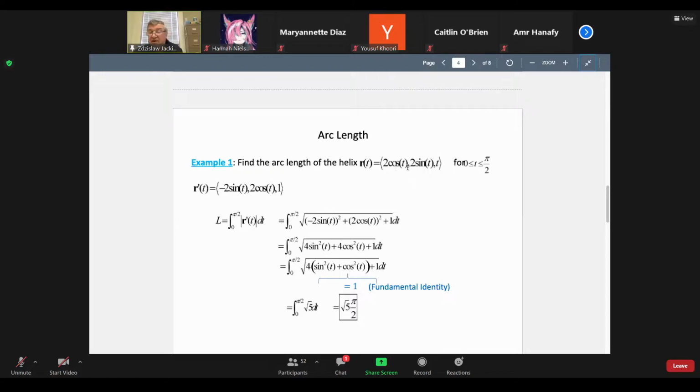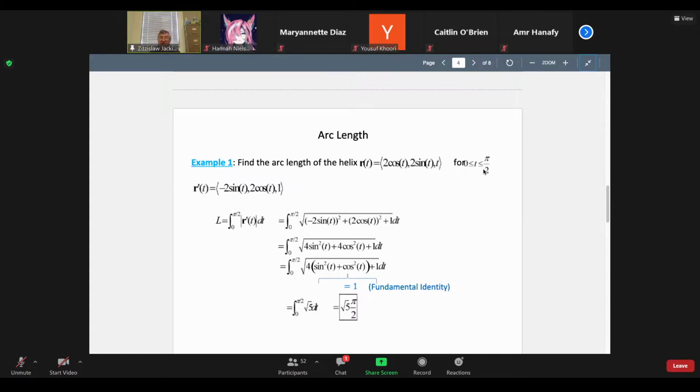X squared plus y squared is equal to 4. So this curve is on the cylinder with radius 2, and we call this curve a helix. It has a special name, helix, and we would like to compute how long this helix is as t ranges from 0 to pi over 2.